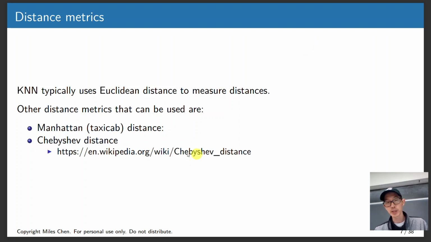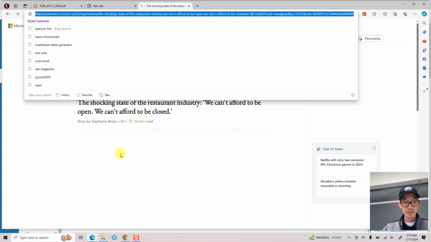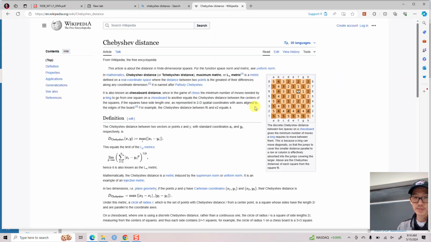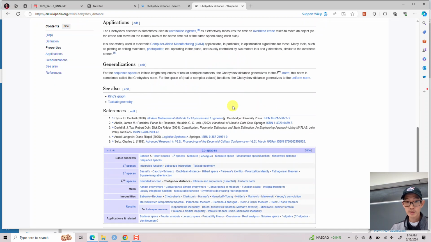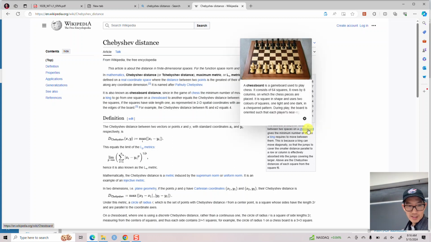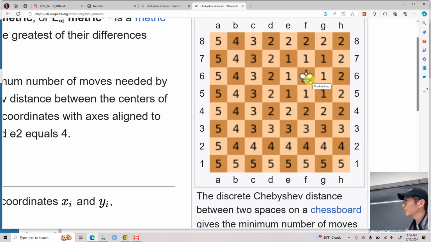Maybe we'll just go to the Wikipedia page. Chebyshev distance. Here we go. Okay. So Chebyshev distance is kind of like chess distance. Like if you have the king, how far can you get? That would be your Chebyshev distance. So in one move, you can go into the corners or up, down, left, right. And in 2 moves, you can get two squares away. And in 3 moves, you can get 3 squares away, right?